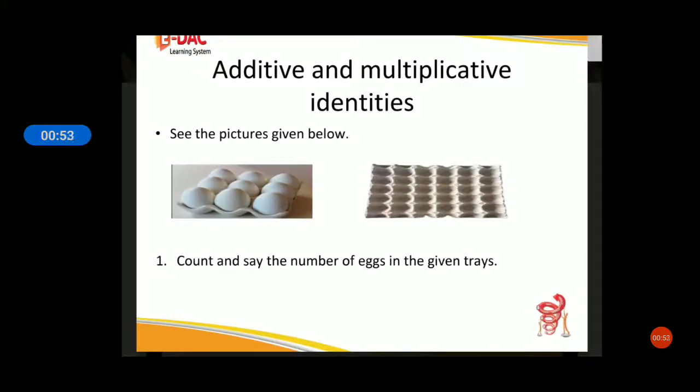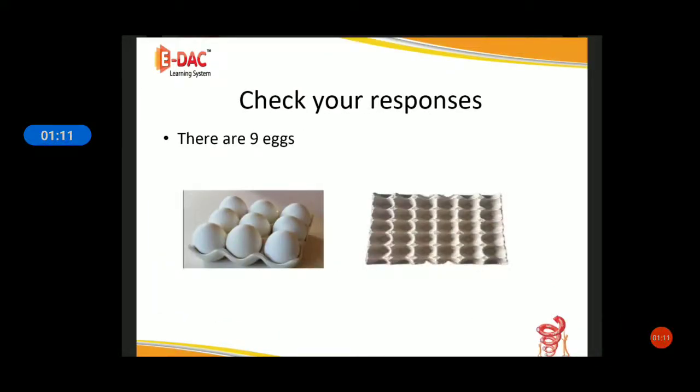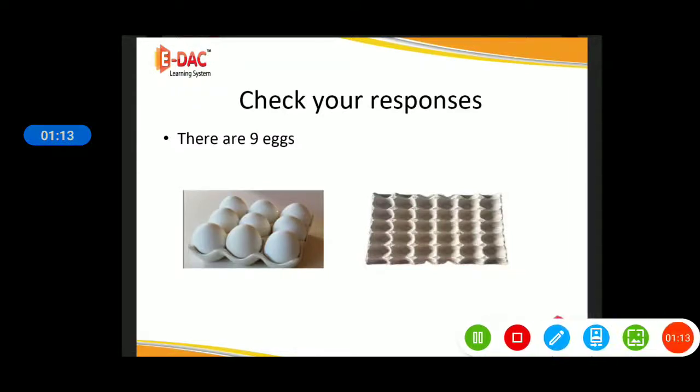See this picture, students. We have eggs placed in trays. Count and say the number of eggs in the given trays. How many eggs are there? Count and say 1, 2, 3, 4, 5, 6, 7, 8, 9. We have 9 eggs in the tray.